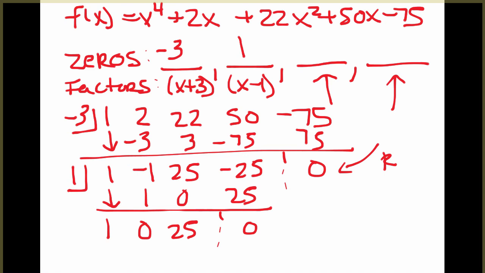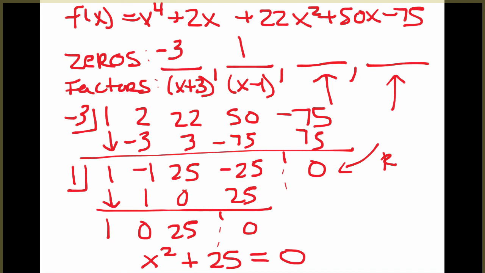What that stands for is the equation x² + 0x + 25. And since I'm trying to find zeros of a polynomial, what I'm going to do to finish this problem is set this final equation equal to 0. And I can solve that in any way I want. Since it's a quadratic, there are lots of options.